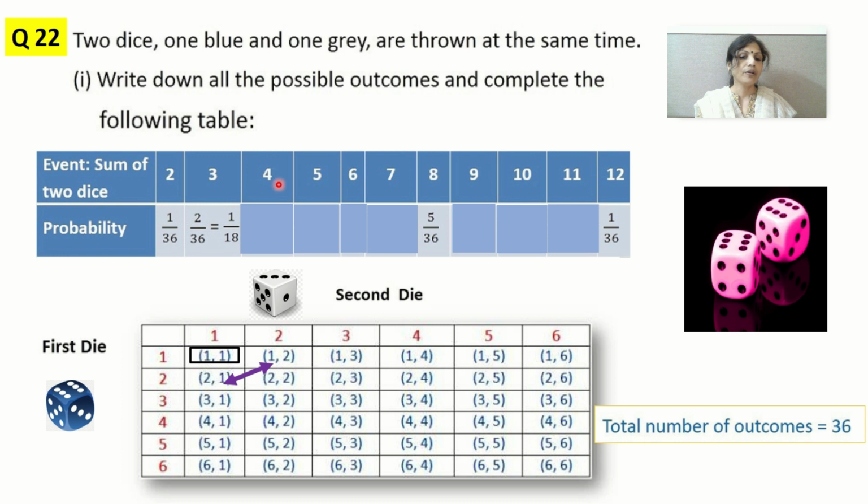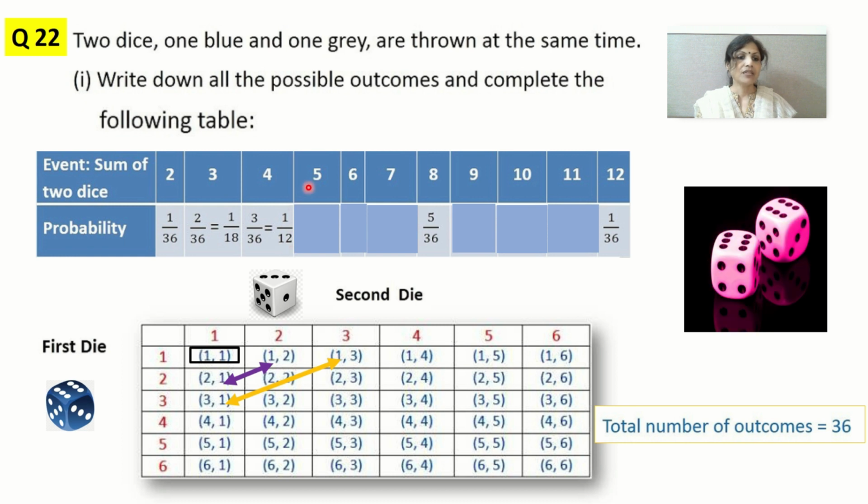Next blank is, what is the probability that the sum of the numbers on the two dice is equal to 4? Now have a look at the table once again. Where do you get the sum as 4? Can you see this yellow color line? If you add these outcomes, the addition is 4. So probability is 3 upon 36, and 3 upon 36 is 1 by 12.